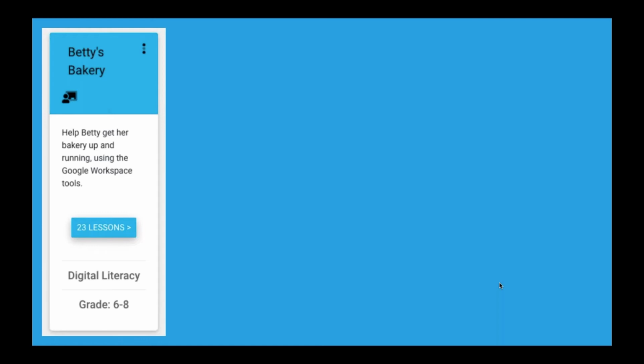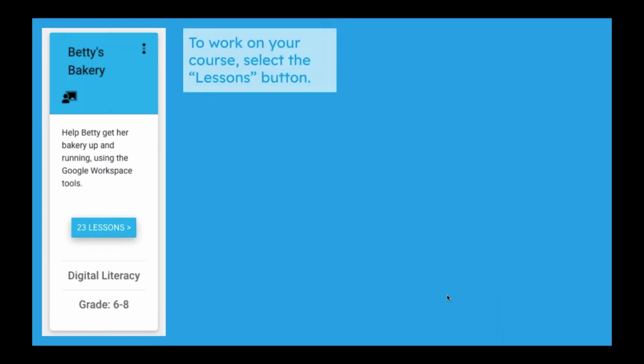Now at this point, other than what you see here, the title and this little description, these 23 lessons are the same that are in Snowboard Shop. So those are the existing lessons. And to work on these, we're going to click that Lessons button.